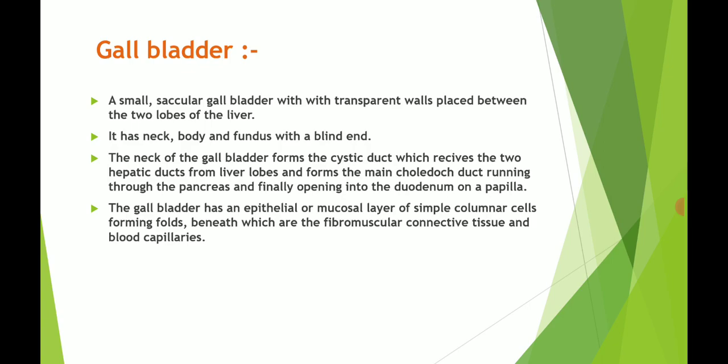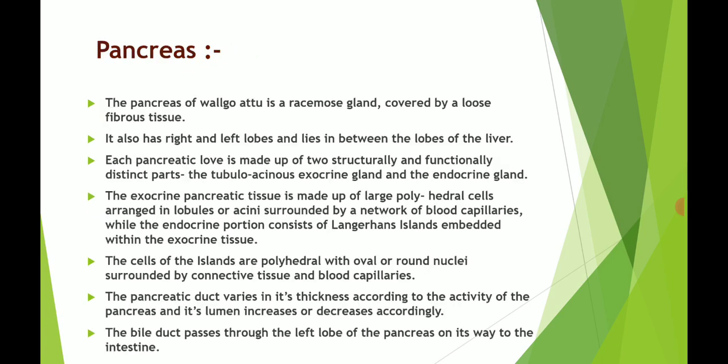The gallbladder has an epithelial or mucosal layer of simple columnar cells forming folds, beneath which are the fibromuscular connective tissues and blood capillaries. In the previous diagram we saw the various columnar cells present in the gallbladder. Then the next one is the pancreas.